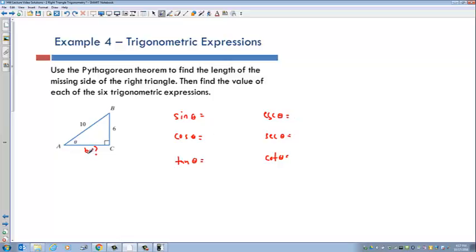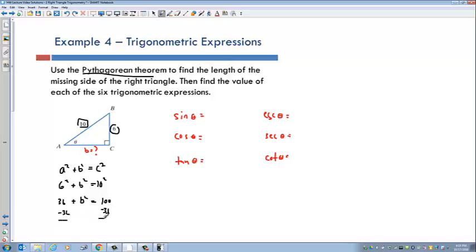All right, so let's find B first, and then we can go through and talk about how you find those. So how do we find B? We're going to use the Pythagorean theorem like it says. The Pythagorean theorem says a squared plus b squared is equal to c squared. Now I know a is 6, so this will be 6 squared. I don't know what b squared is, so I'll just leave it alone. So plus b squared is equal to 10 squared. And so I get 36 plus b squared is equal to 100.